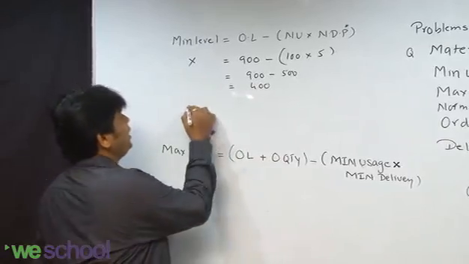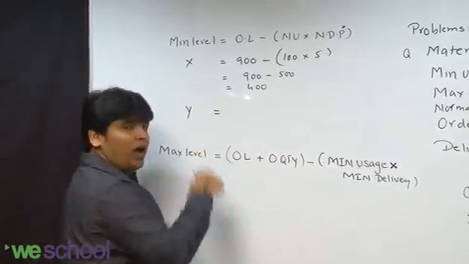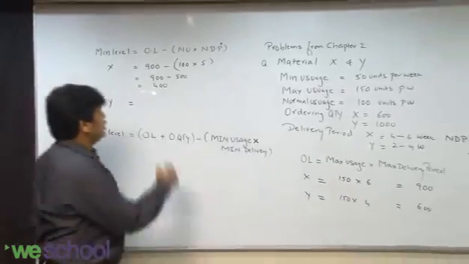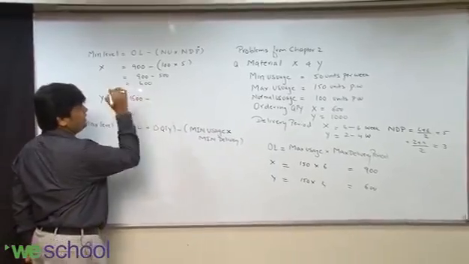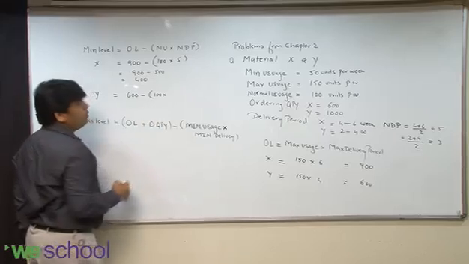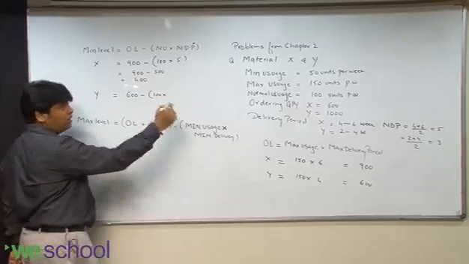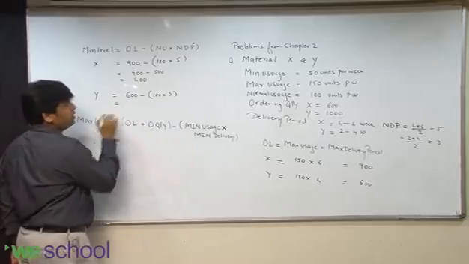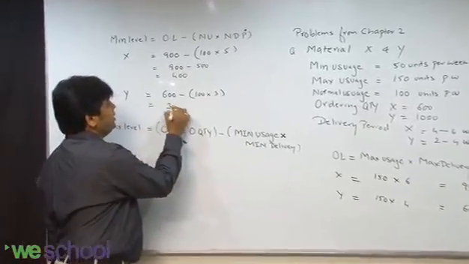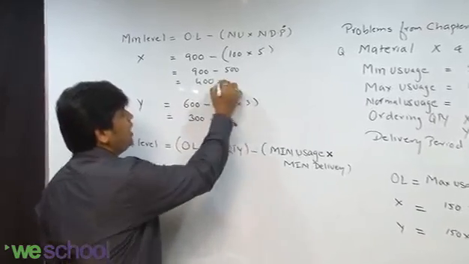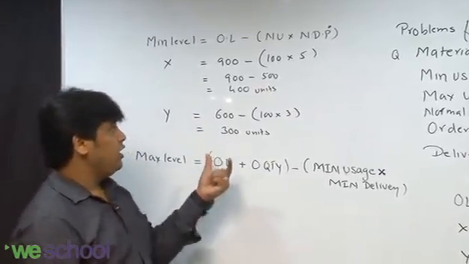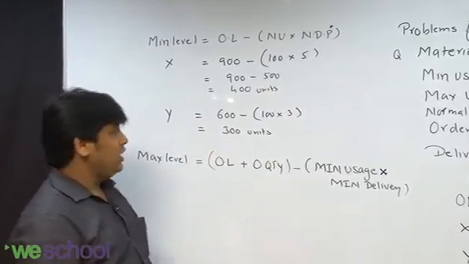Now similarly, can you do the calculation for Y? Ordering level for Y is 600. So 600 minus normal usage, which is 100 into normal delivery period, which I have calculated at the corner. Please check and get me the answer. 600 minus 300 gives me 300 units. So the minimum level quantity for X is 400 units, and for Y it is 300 units.